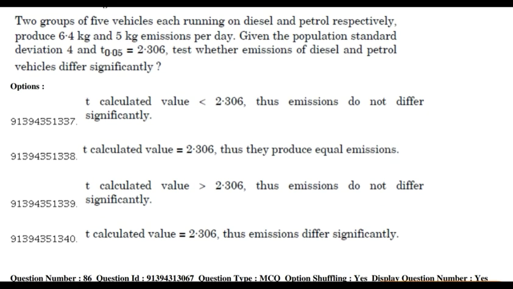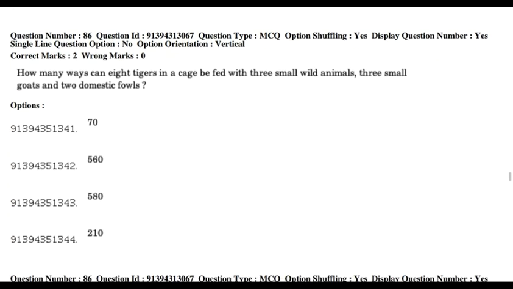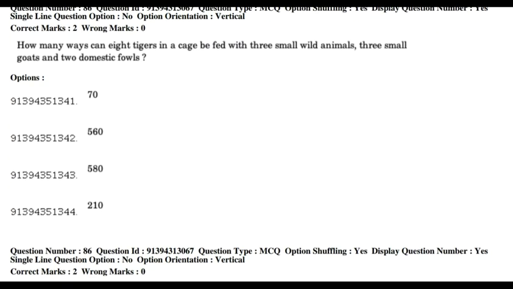Then two groups of 5 vehicles each running on diesel and petrol respectively. We have discussed this. Next, how many ways can 8 tigers in a cage be fed with 3 small wild animals, 3 small goats and 3 small domestic fowls? So the right answer is 560 ways we can feed 8 tigers.